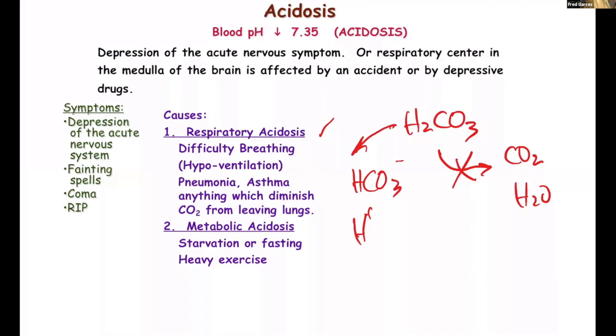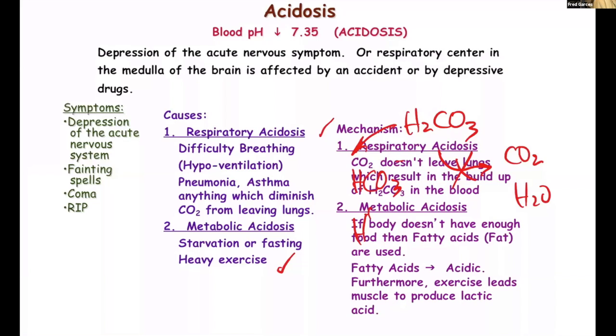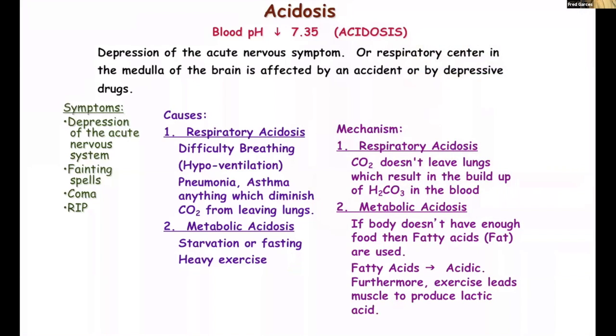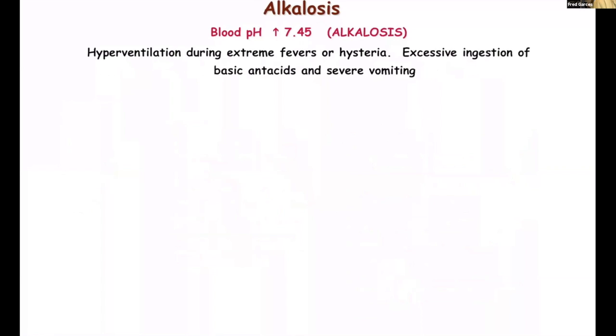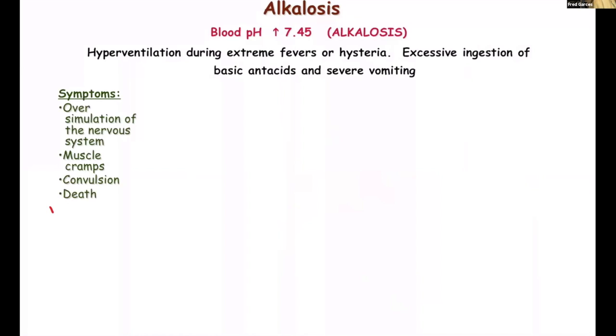We have acidosis. We also can get acidosis by metabolic causes, either by starving or fasting or heavy exercise. We produce a lot of lactic acid, or we burn a lot of fatty acids. So these are the mechanisms. You guys could read this, okay? For alkalosis, we have pH greater than 7.45. And again, these are the symptoms. You will die if you have alkalosis.